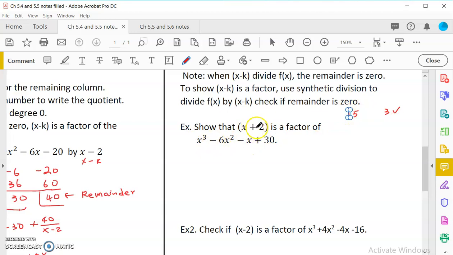I want to check if x plus 2 is a factor, so I use synthetic division with 1, negative 6, negative 1, 30. There's no missing term. And then x minus k, so I would use negative 2. So bring down 1. 1 times negative 2 is negative 2. So I would add, it is negative 8. Negative 2 times negative 8 is 16. If I add them, it's 15. Negative 2 times 15 is negative 30. Okay, this is 0, so the remainder is 0.